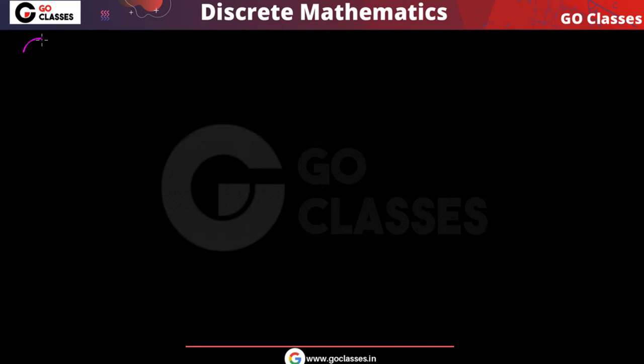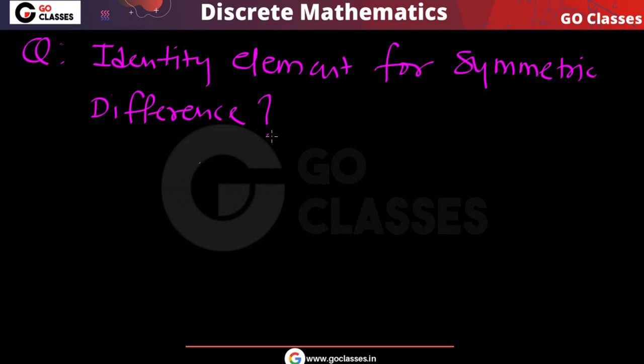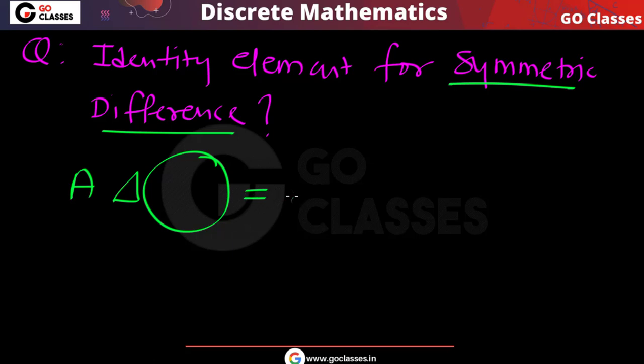So let me ask you this question. Is there any identity element for symmetric difference? What is the identity element for symmetric difference? Basically the question is, if you have a set A, what should I write here such that I get A? Let's call it X, so we need to find X. Similarly, this also should happen on the other side.